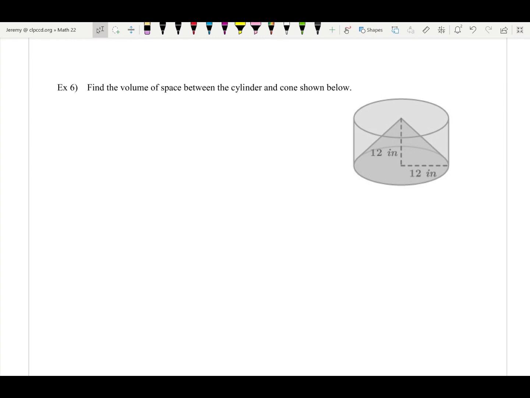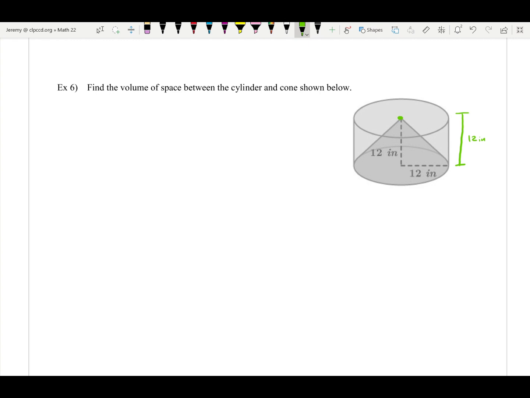Okay, and the height of this object is 12 inches. And maybe I should specify that. I guess it's maybe sort of ambiguous. The height of the entire shape is 12 inches. Okay, so this cone really comes and just touches the edge of the cylinder.